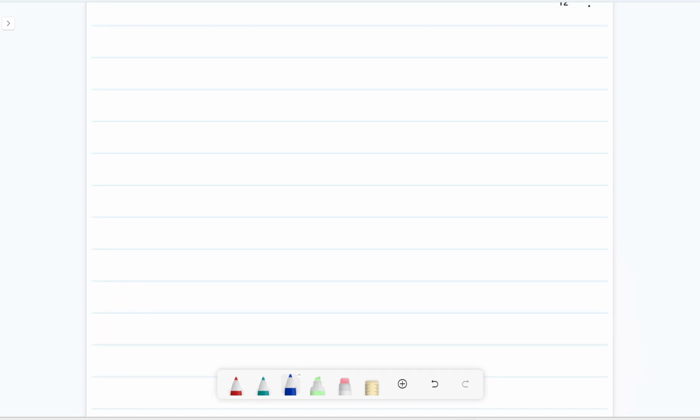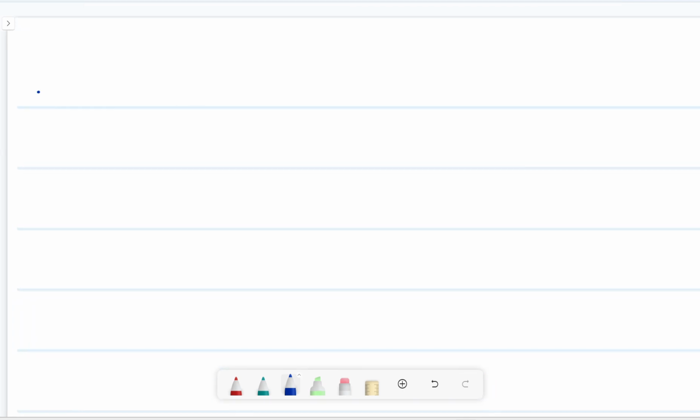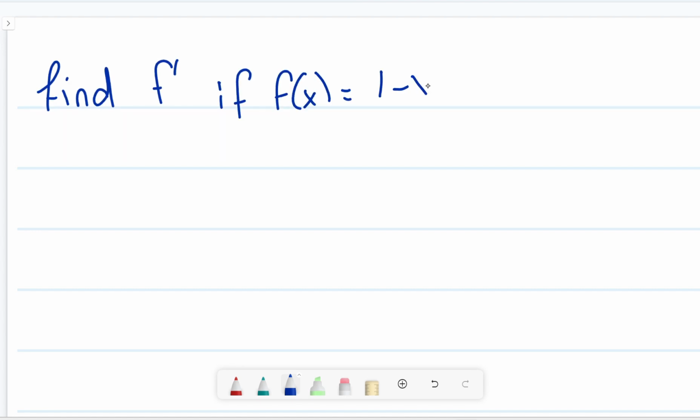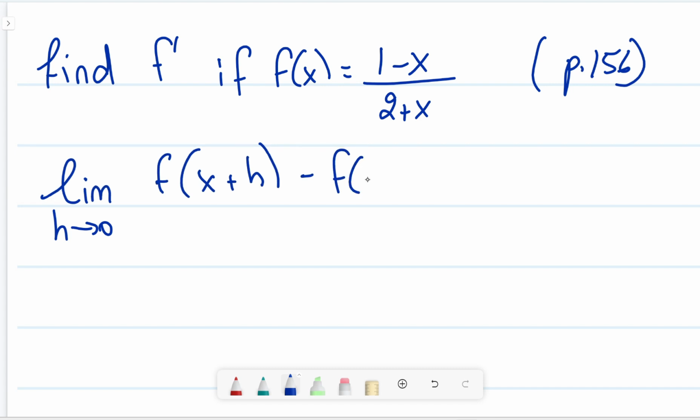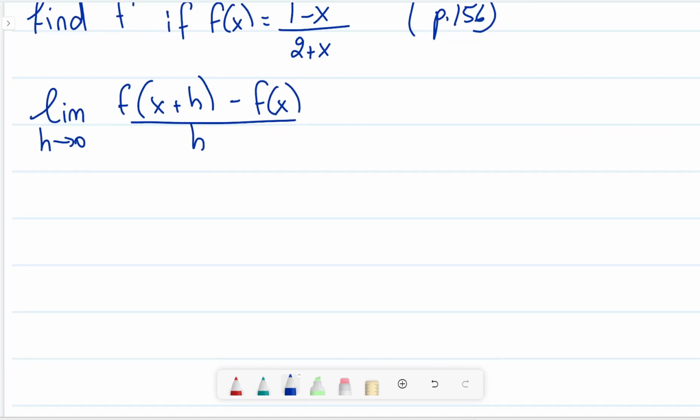And now let us do an exercise. Find f prime if f of x equals to 1 minus x divided by 2 plus x. This comes from the book, page 156. So again, let us use the definition in order to find f prime, or the derivative. So let's start by writing f of x plus h minus f of x divided by h, the limit of this as h approaches 0.